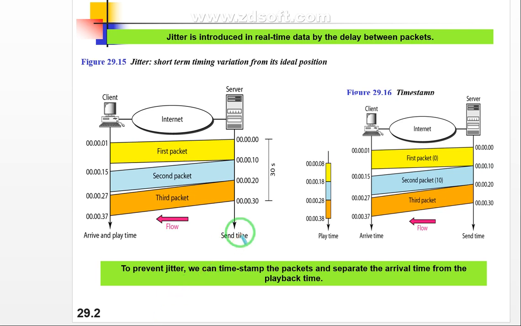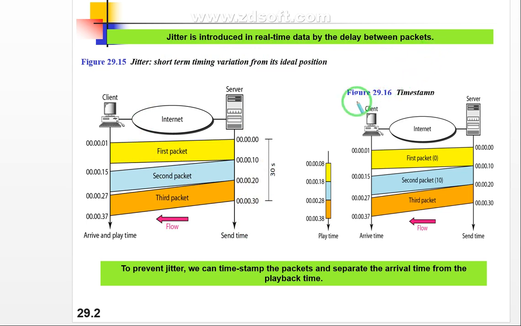So now coming to the real case, because whenever you are going to send data from one point to another point, there will be a delay. When you are sending data from point A to point B, there will be a delay in the time because receiving data may take time. How can it happen? We have two different kinds of concepts here. The first concept is jitter. What is jitter? Jitter is introduced in real-time data by delay between packets.